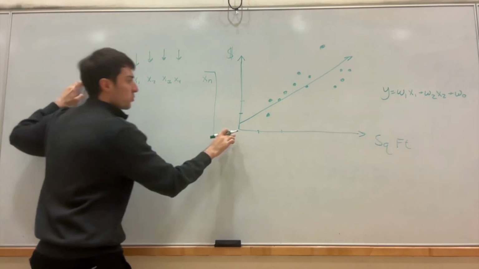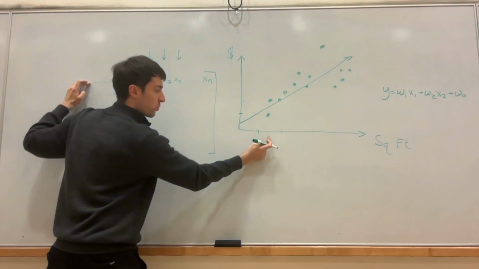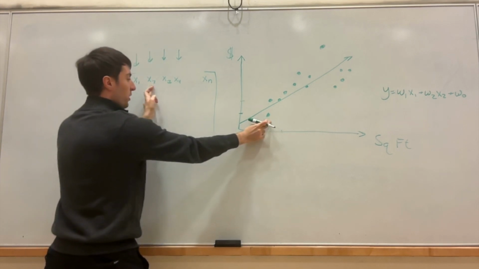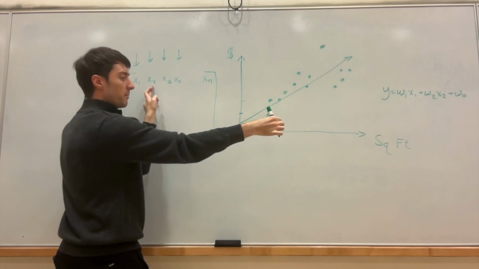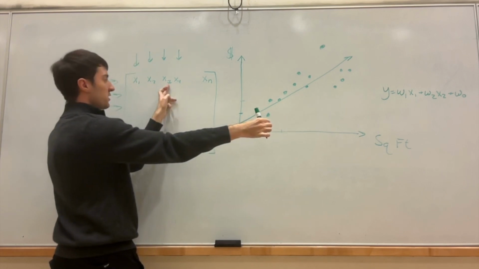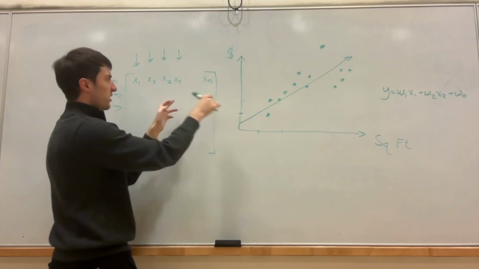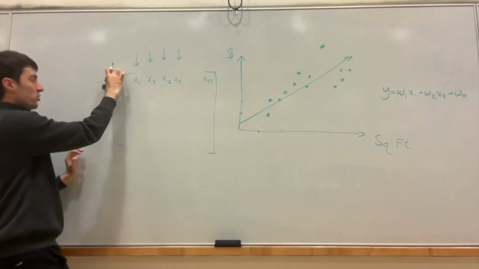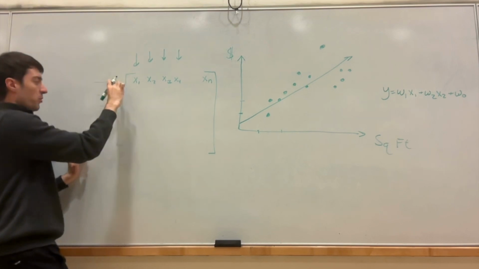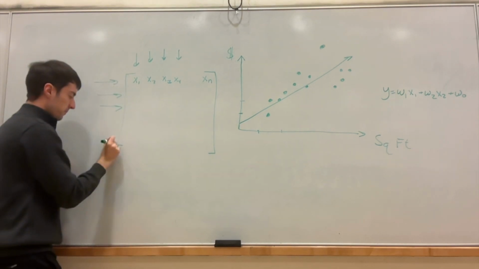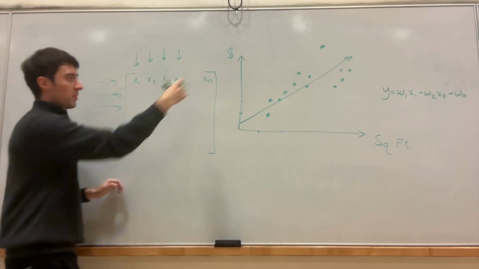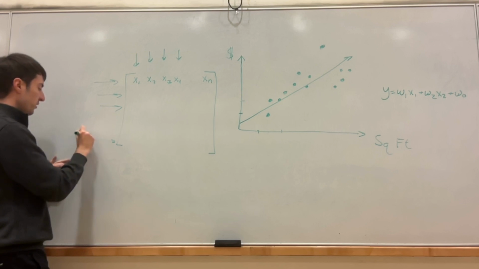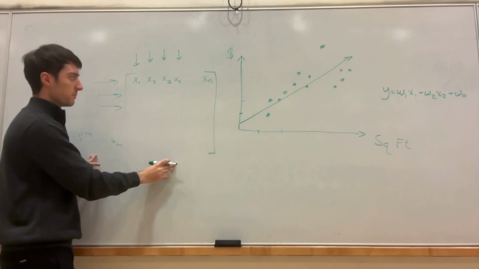So that x1 is this point's x1 value. Then this one is this point's x2 value. Maybe it's right here, right? Then it's x3 value. And then these become kind of hard to actually visualize, right? But this is for the first training point. Then the second training point, third. And I think we said that there was like 15 training points or something like that. So this is the 15th training point, okay?